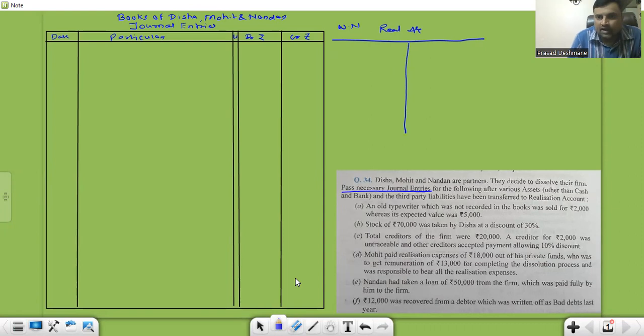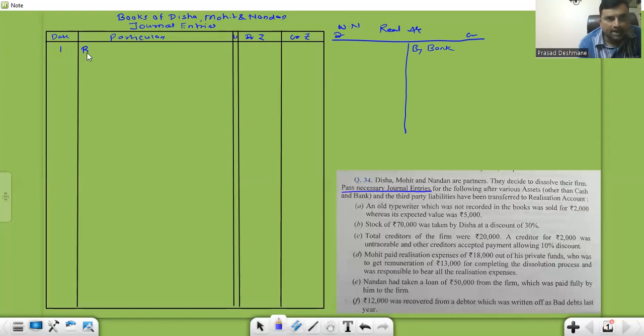An old typewriter which was not recorded in the books was sold for 2,000, whereas the expected value was 5,000. It doesn't matter what the expected value is. How much we sold it for? We sold it for 2,000. When we are selling any asset, we record it on the credit side of the realization account because it's a receipt. On the credit side, what we used to write over here? By bank, because the name is not given, correct? What is the rule of ledger to journal? It's the opposite side always. What I credited over here will get debited in the journal. So bank, which I credited over here, will get debited in the journal.